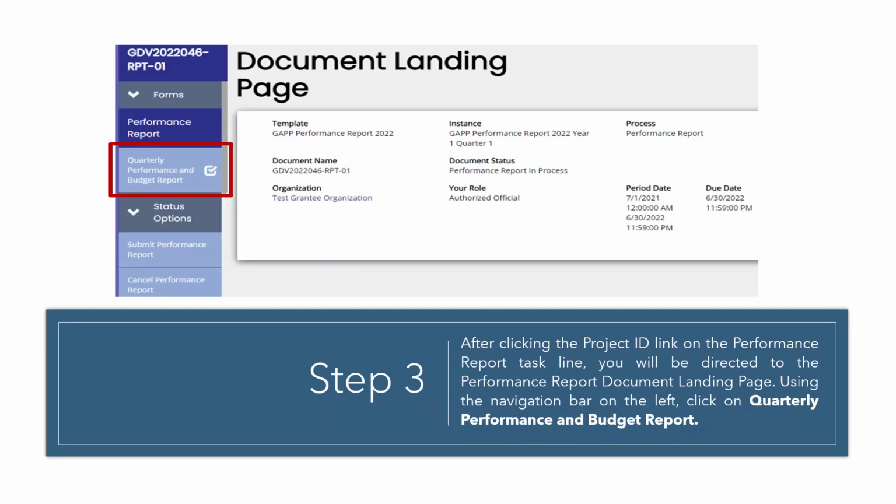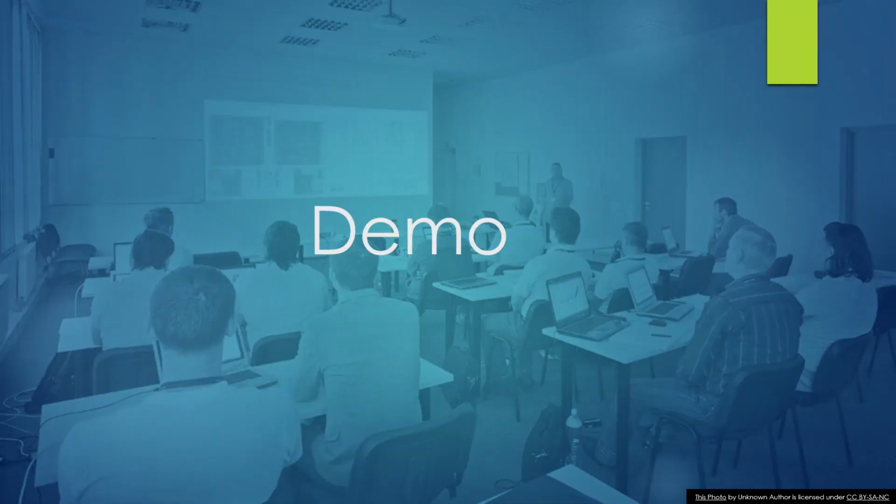After clicking the project ID link on the performance report task line, you will be directed to the performance report document landing page. Using the navigation bar on the left, click on the Quarterly Performance and Budget Report. Now we will show you a demo.